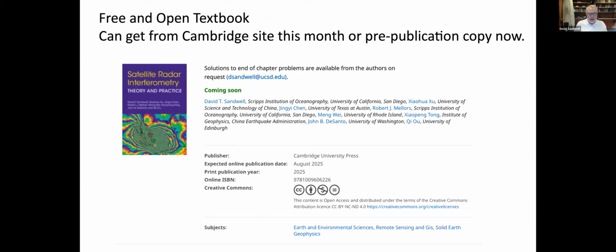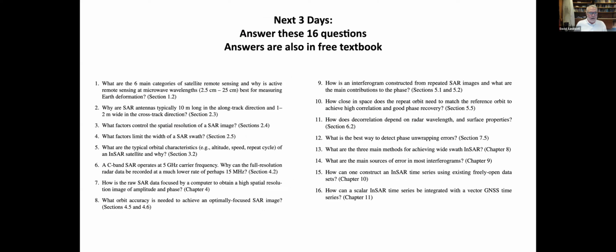Anne said there's this textbook coming out soon, and actually there's a preprint version online. We'll send you the link so you can look at the book. It's basically the same as the printed version that's coming, and it's free and open. If you go through that book, or you are attentive throughout these 3 days, you should be able to answer these 16 questions about SAR and InSAR and time series and things like that. So these are the objectives of the textbook, what you can learn from that book.